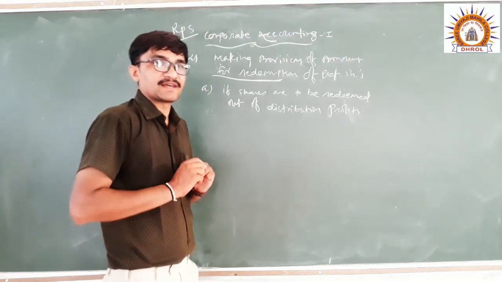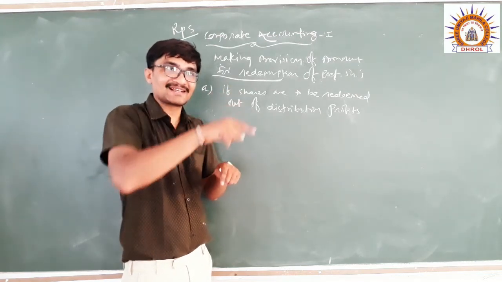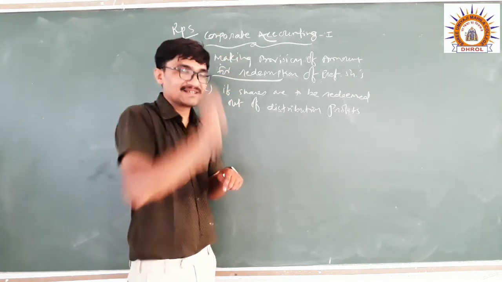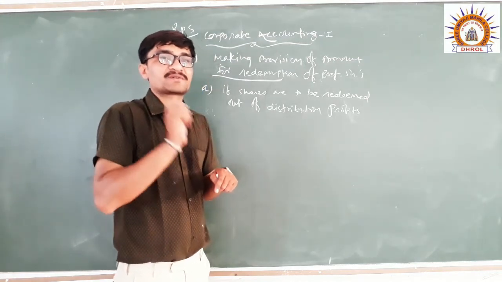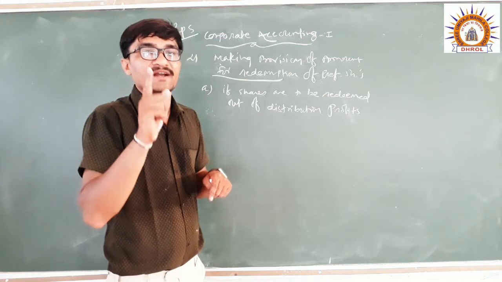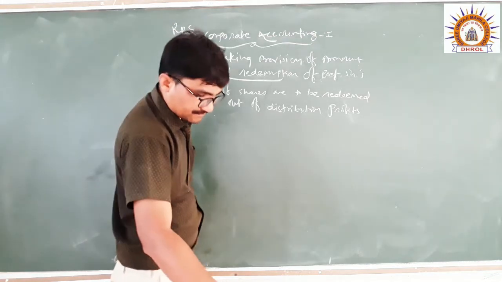So which one is that? See, the profit available for distribution, and in that list, right, all the list which is transferred to the capital redemption reserve and it is created, right?